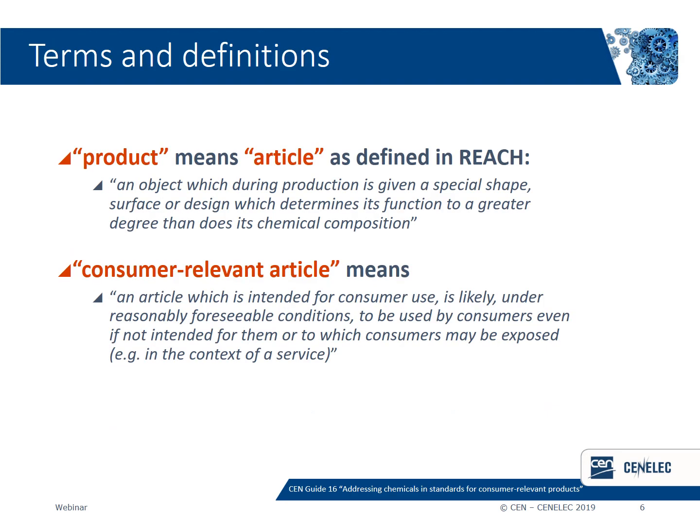By product, we mean what is called article in REACH and is defined as follows: an object which during production is given a special shape, surface, or design which determines its function to a greater degree than does its chemical composition. This means that we are not talking about chemical mixtures such as paints or cosmetics.